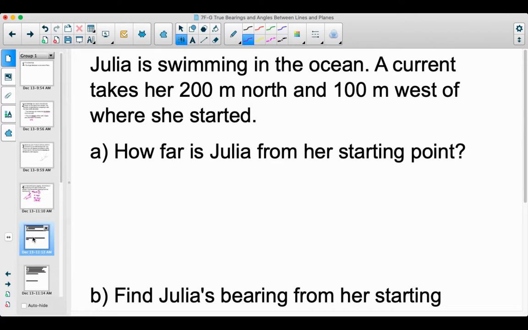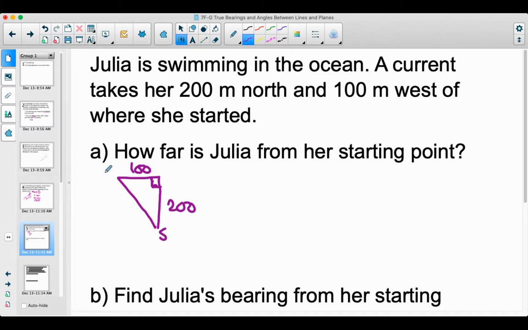Let's take a look at another one. So Julia is swimming in the ocean. A current takes her 200 meters north and 100 meters west of where she started. So she's going 200 meters north and then 100 meters west, which I know that's east technically. You could go the other way. I'll erase it so it makes more sense for you guys. So she's going north and west. North 200, that's a right angle, and then west 100. And how far is she from where she started?